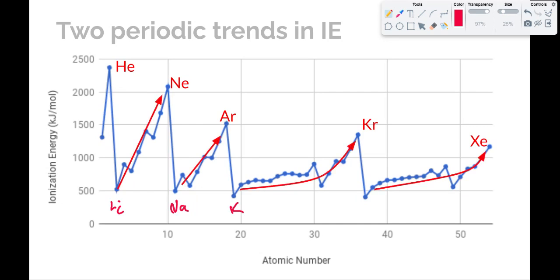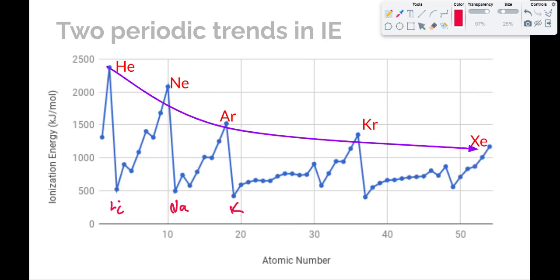As we go from left to right across each period, we are going to see increased ionization energy. And just a reminder that it's because the effective nuclear charge increases across a period because the Z's are getting bigger and the S's are staying the same, and the radius decreases a little bit because of that increased nuclear charge.